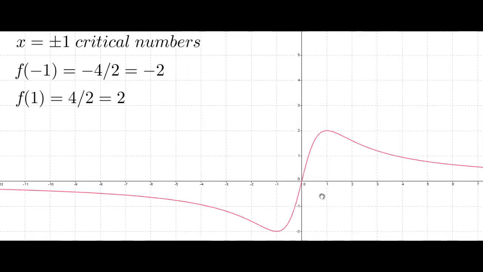Let's see if the graph of the function bears this out. And it does. At x equals 1 and x equals -1, the function has relative minima and maxima, because these are critical numbers. In fact, these wind up being the absolute minima and maxima of the function.